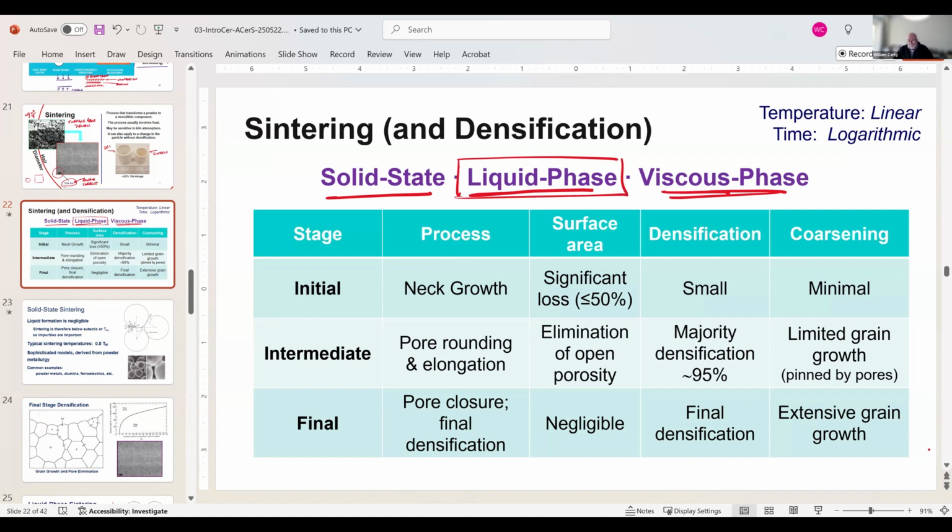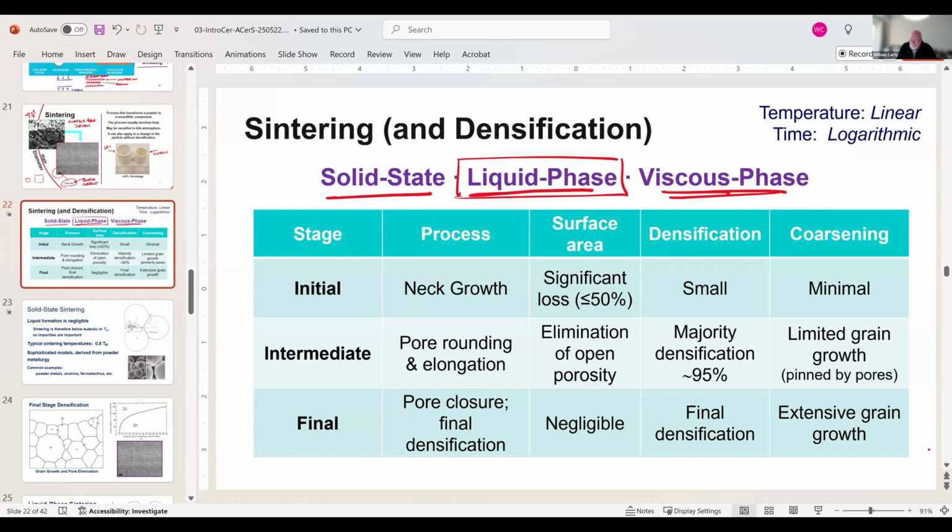Okay. Now, I like the literature for sintering and densification. There are 3 stages for sintering: initial, intermediate, and final. They dug really deep on those clarifications. So in the initial stage of sintering, you get neck growth, and I'll show you an example of that in a moment. You lose most of your surface area in the initial stages of sintering.